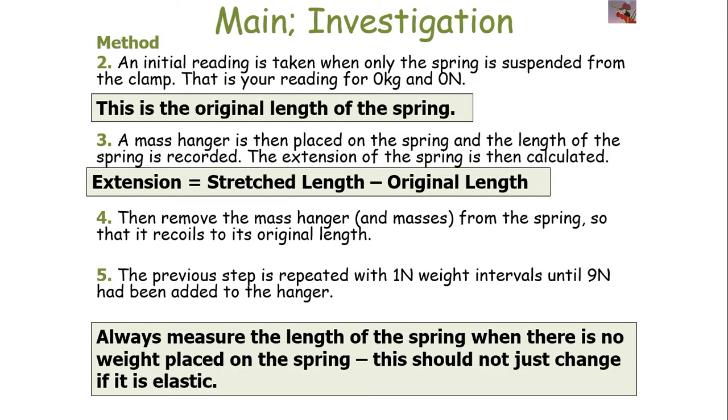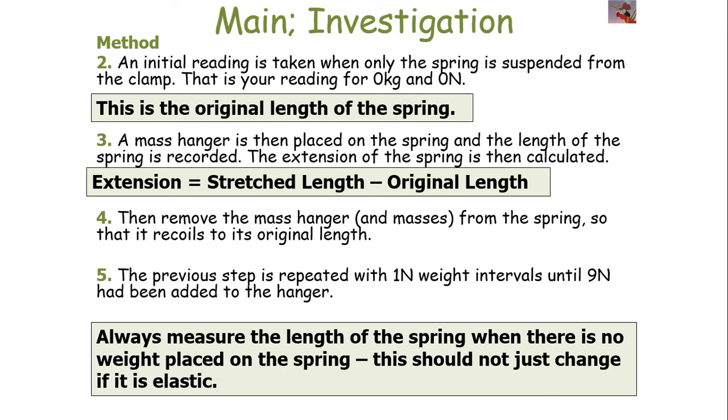You'll then take an initial reading when the spring is only suspended from the clamp, which is your reading for 0 newtons. That's the original length of the spring. A mass hanger is then placed on the spring. The length of the spring is recorded and the extension of the spring is then calculated, with the stretch length minus the original length being the extension. You then remove the mass hanger from the spring so it recoils to its original length.